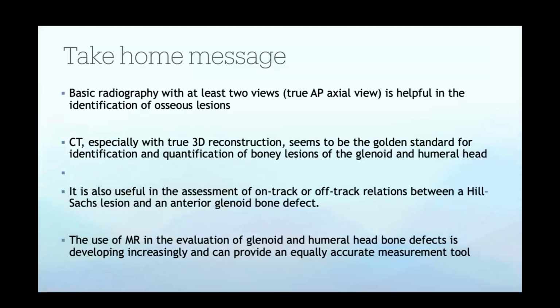Take-home message: basic radiography with at least two orthogonal views, be it AP or lateral or whichever view you're taking, is helpful in identifying any osseous pathologies. CT, especially with 3D reconstruction, seems to be the gold standard for identifying and quantifying bone loss. Though MRI is an upcoming modality which is almost equivalent, it is obviously not as superior to CT for assessing bone loss and defects. It is also useful in assessment of on-track and off-track lesions between Hill-Sachs and anterior glenoid bone loss.